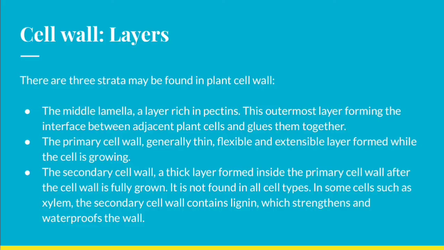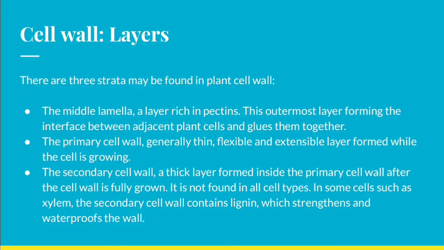The primary cell wall is a generally thin, flexible and extensible layer formed while the cell is growing, and consists of cellulose and hemicellulose. The secondary cell wall is a thick layer formed inside the primary cell wall towards the plasma membrane after the cell wall is fully grown.